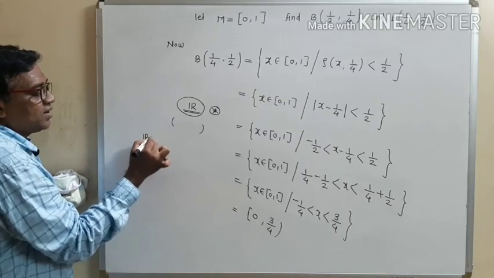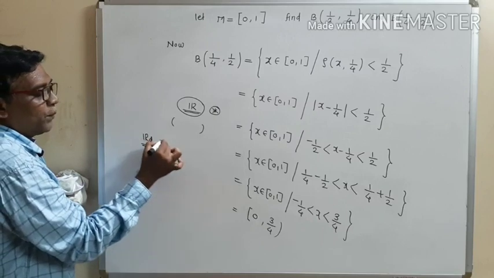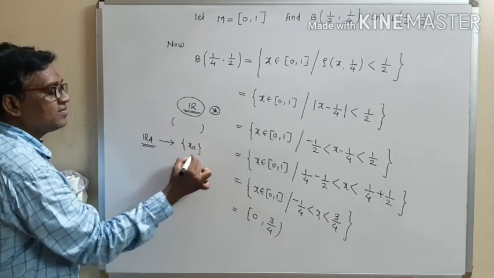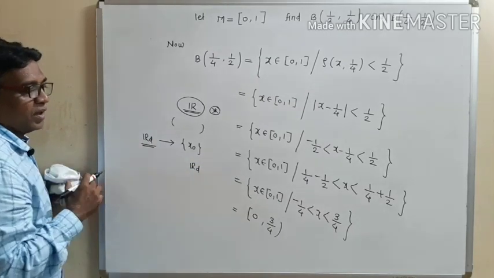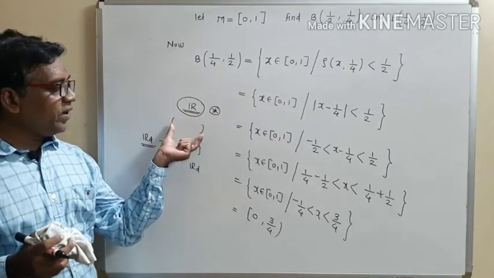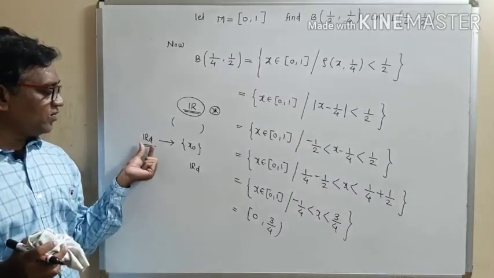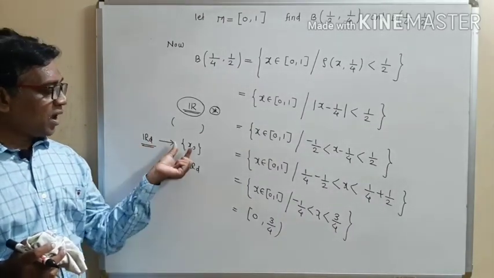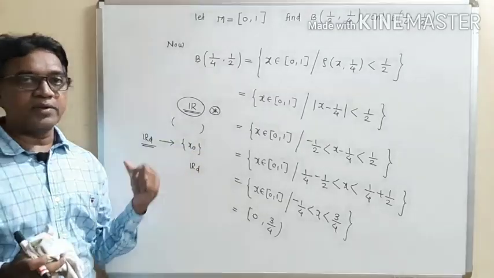Now, if you consider the discrete metric space, then what are the open balls? An open ball in the discrete metric space is either a singleton set or the total set RD. In the real line, every open interval is an open ball in the set of real numbers. If you consider the discrete metric space, then the open sphere or open ball is either a singleton set or the total set RD. Thank you.